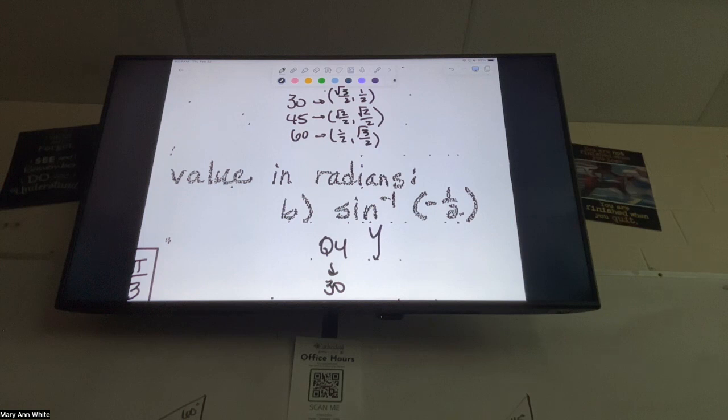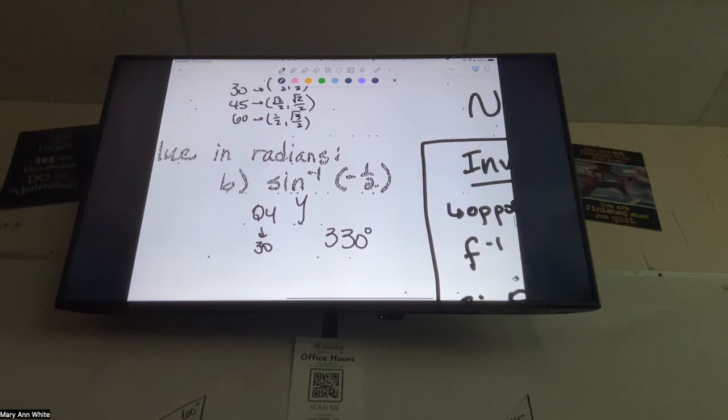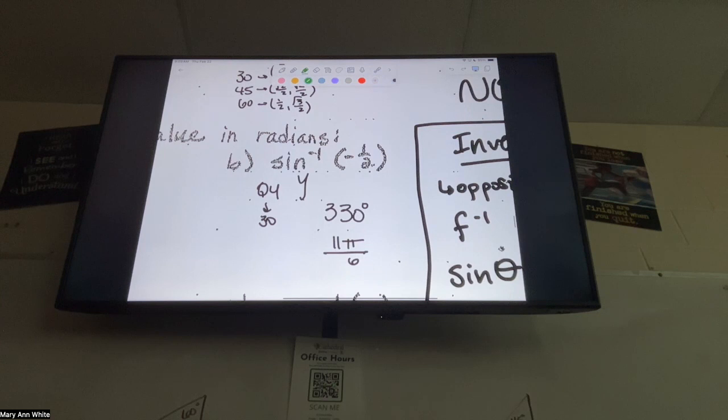And what is my 30 degree angle in quadrant 4? 330. Anyone remember what that is as a radian? It's a pi over 6. Do you remember what the other part of the numerator is? 11. It's 2 pi minus pi over 6, or double the denominator minus 1. So 6 times 2 minus 1 is 11. I guess technically these directions say in radians, but I think it's okay to practice the degrees as well.